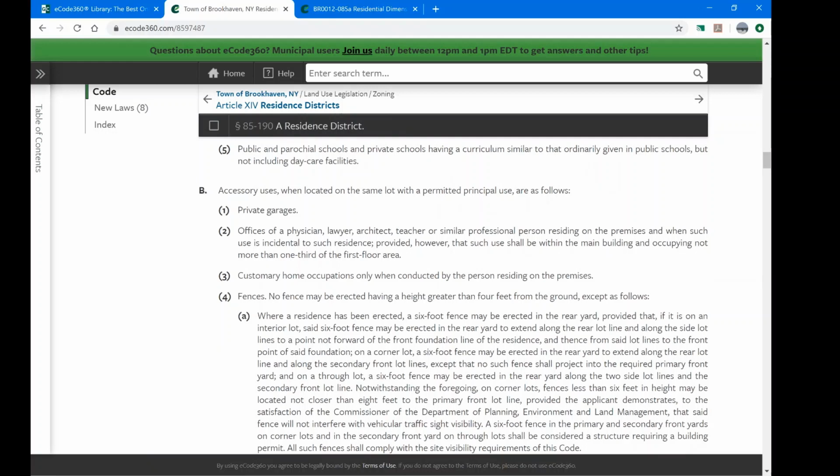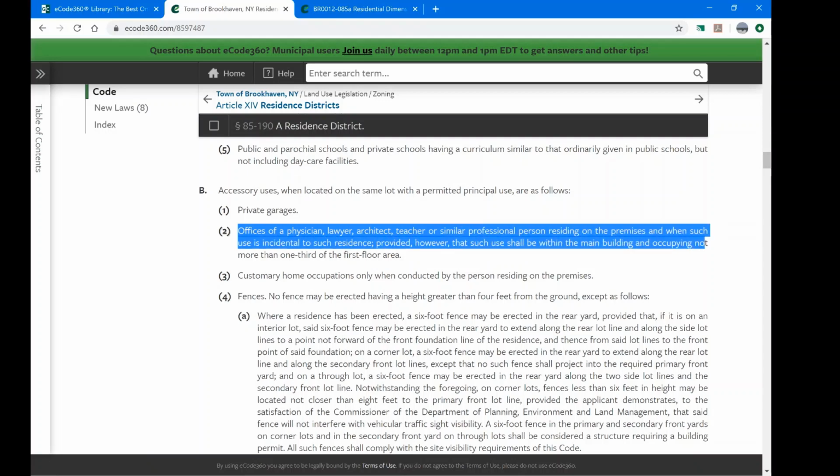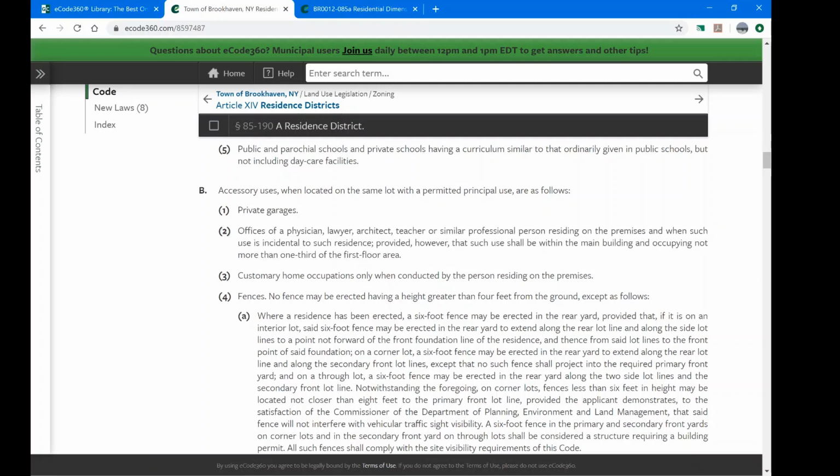Now there are accessory uses. So on the same lot, you're also permitted to have an accessory private garage. You can have an office for a physician, lawyer, architect, teacher, or similar profession on that same property. However, it can't occupy more than 1/3 of the first floor area. And I have a big problem with this part of the code because it does not mention engineers. You know, the architects get their name in there, but no engineers here. You know, discrimination. We have a lawsuit I think we could go after the town for. But on a more serious note, 1/3 of your first floor area, that could be turned into a legal business.